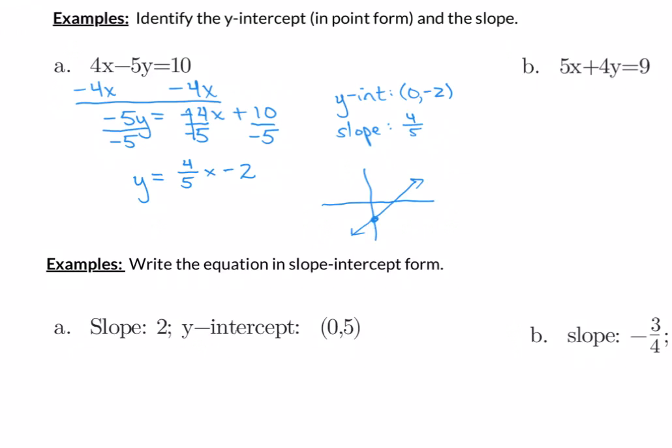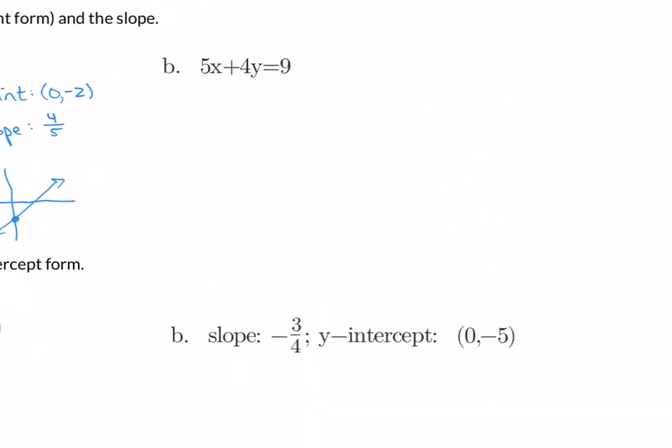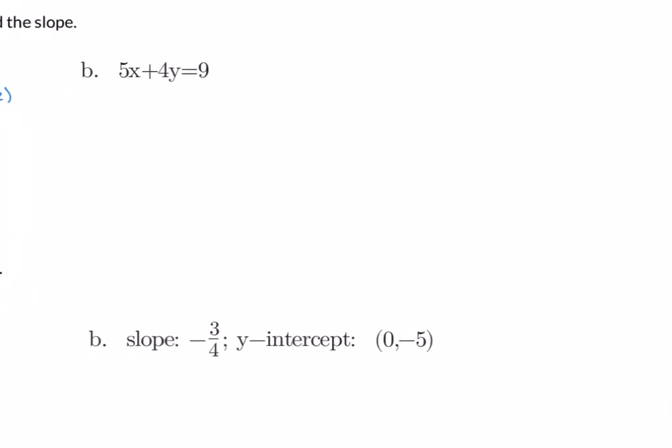Okay, let's look at example B. Example B, we have 5x plus 4y equals 9. We're going to do the same thing. First thing I'm going to do is subtract 5x from both sides. We get 4y equals negative 5x plus 9.